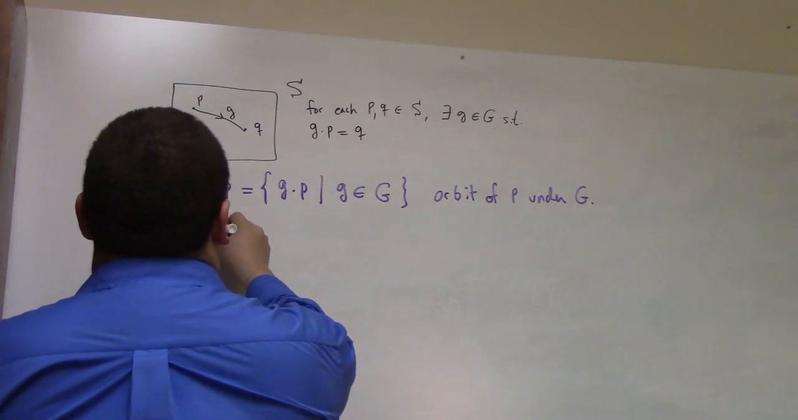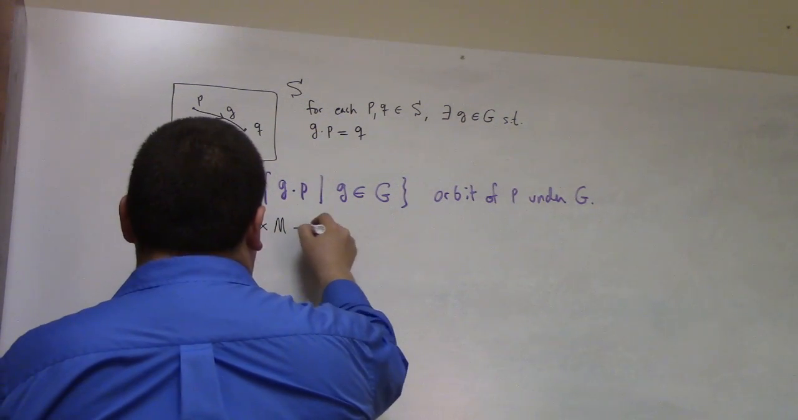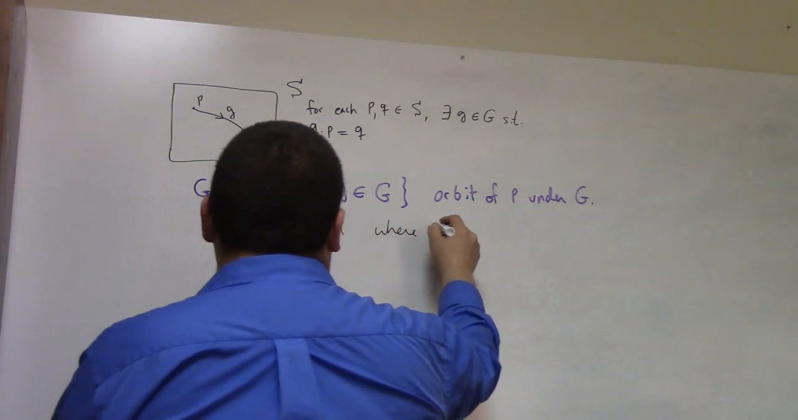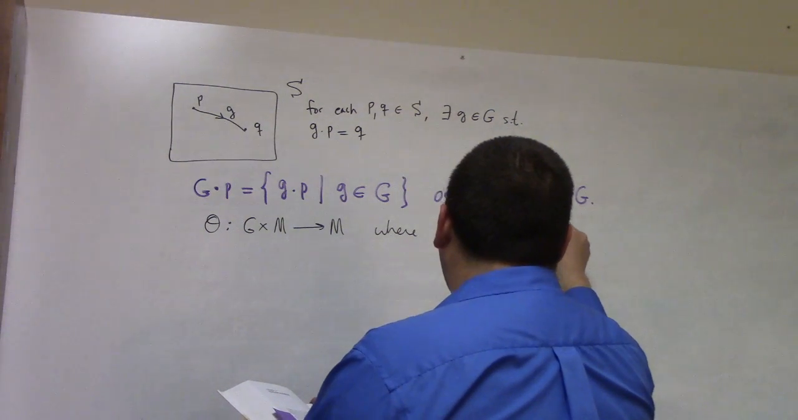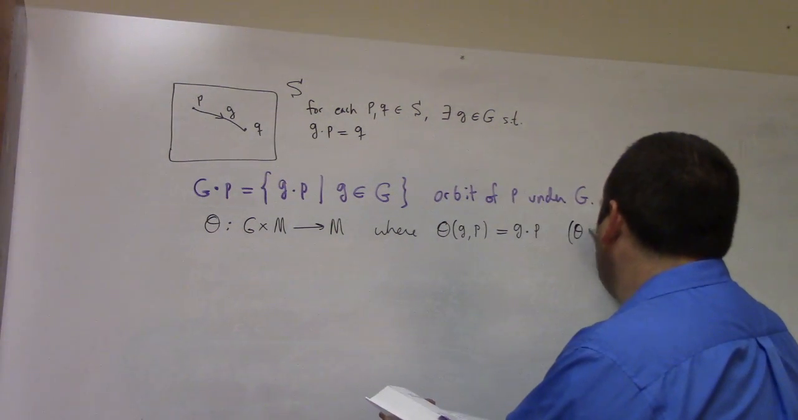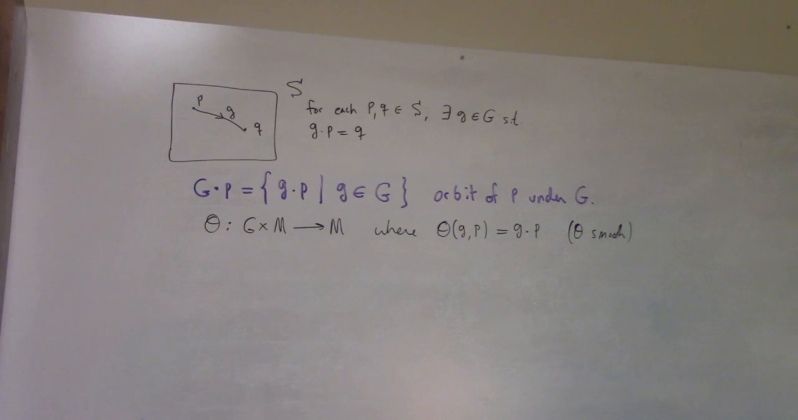To be more explicit, we're assuming that there's a theta. Theta is a mapping from G cross M to M, where our notation is that theta of G comma P is equal to G dot P. And then this theta is smooth. Is S a subset of G? They don't have to be related at all. I mean, they're related by theta. S is not a group. S is a set of points on which the group acts, according to the rules and regulations of a group action, some of which I have told you.